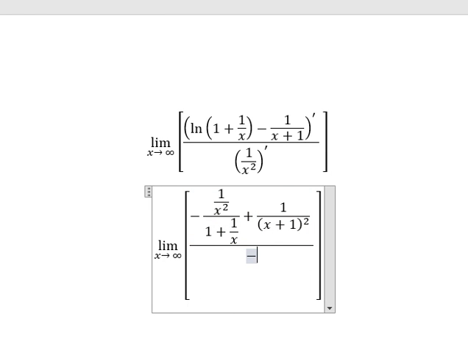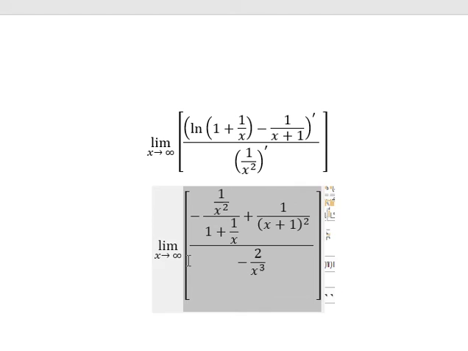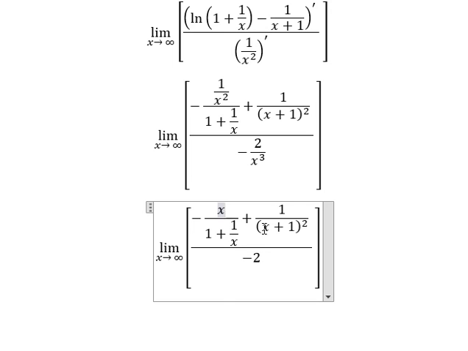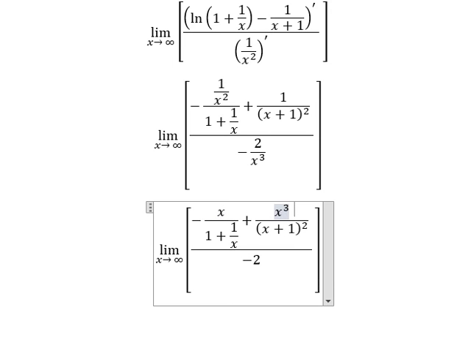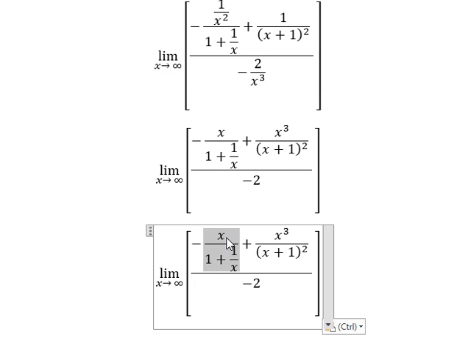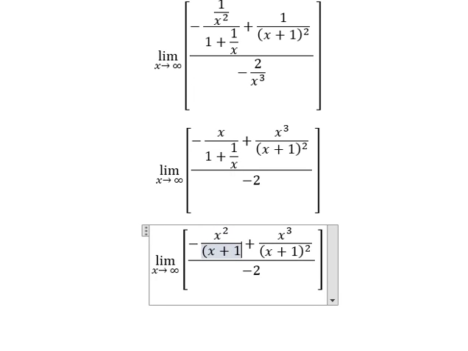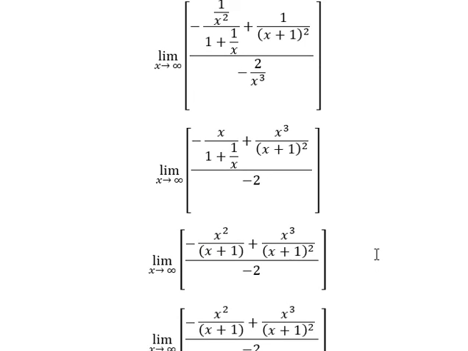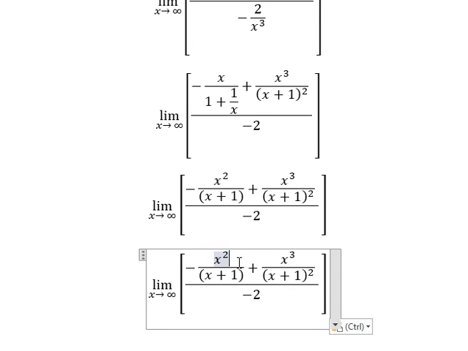This one we have negative number 2 over s to the power of 3. Now we multiply by s to the power of 3 on numerator and denominator. This one we multiply by s on numerator and denominator. And now we have like this. Now we do common denominator in here. So that should be like this.